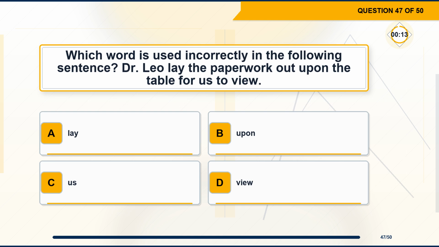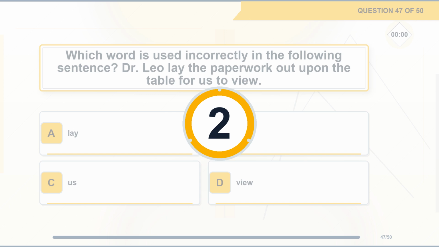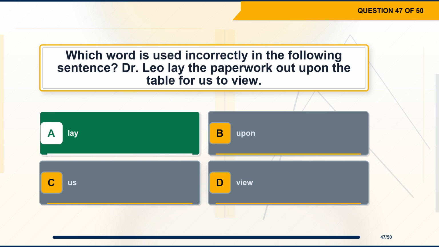Question 47. Which word is used incorrectly in the following sentence? Dr. Leo lay the paperwork out upon the table for us to view. Option A, lay. Option B, upon. Option C, us. Option D, view. The correct answer is option A, lay.